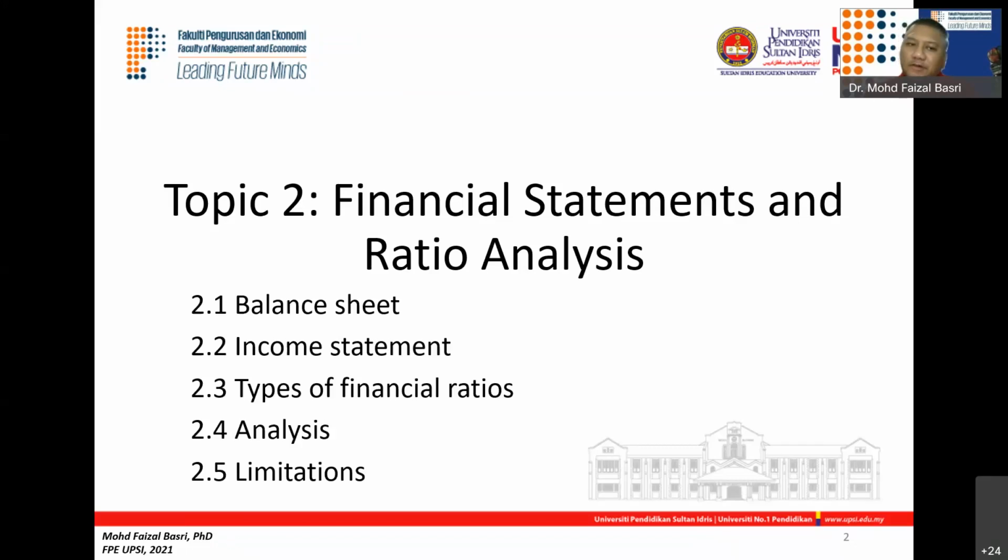For topic number 2, there are two parts. The first part is the statements, so we have two statements here, the balance sheet and the income statement, and then we have the ratio analysis. For the balance sheet, the most important part is the items under the balance sheet. In general, we have assets on one side, and it will be balanced by two other categories of items: liabilities and equity.